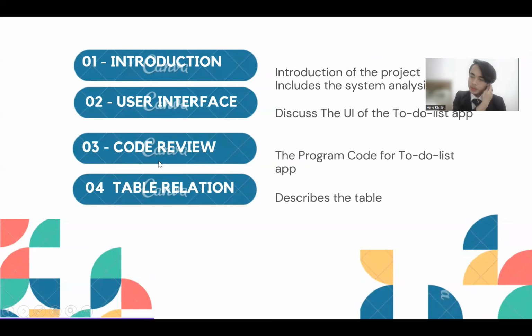And so this is the content of the presentation. So there's the introduction, which is the introduction of the project that includes the system analysis. And then there's the user interface, which is the UI of the to-do list app. And there's the code review, which is the program code for the to-do list app. And then there's the table relation, which describes the table.